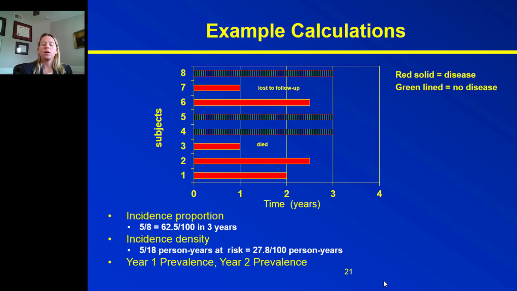To calculate the 1-year prevalence and the 2-year prevalence, we can again calculate the number of persons with the disease at 1 year, which is 5, divided by the number of people in the population at 1 year, which is 8. So the 1-year prevalence is 5/8. However, the 2-year prevalence is going to be 3/6, because at 2 years there's a loss of 2 people from our population. So our denominator shrinks down to 6 and our numerator decreases from 5 to 3. So our 2-year prevalence is 50 per 100.